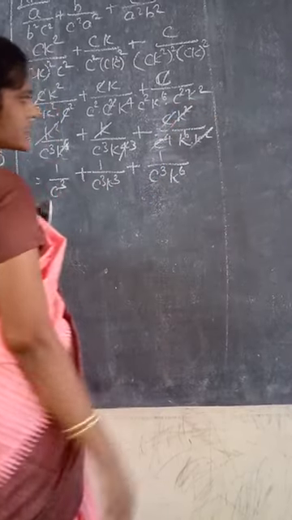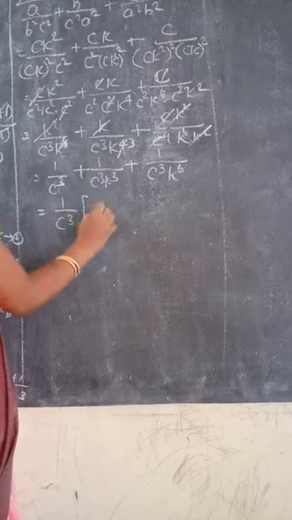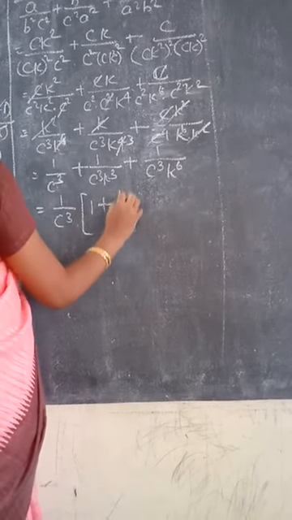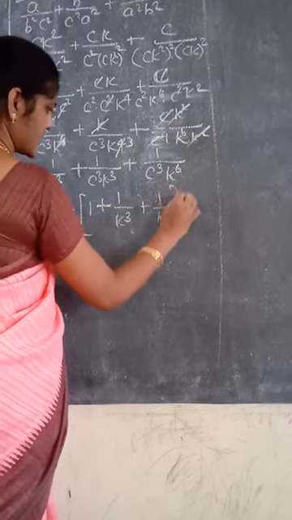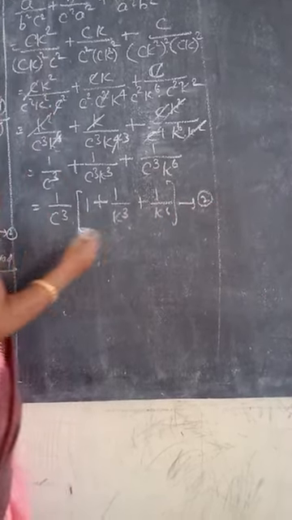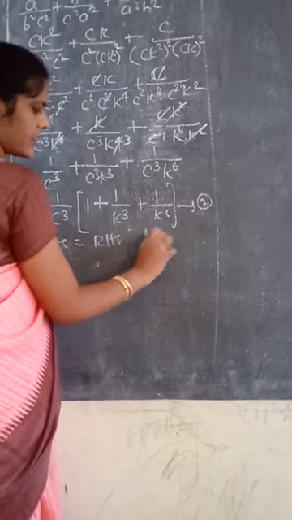The k squared term cancels. So take 1 by c cube as common, remaining 1 plus 1 by k cube plus 1 by k power 6. Take this as equation number 2. So left hand side is equal to right hand side, hence true.